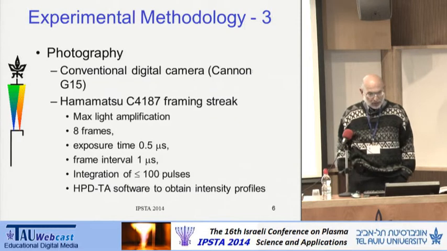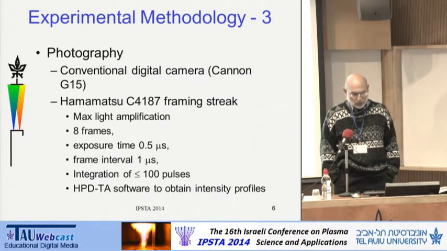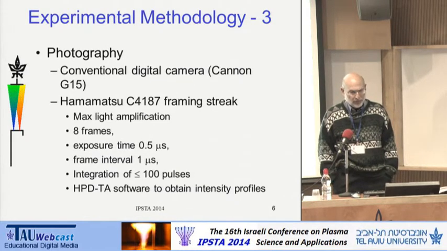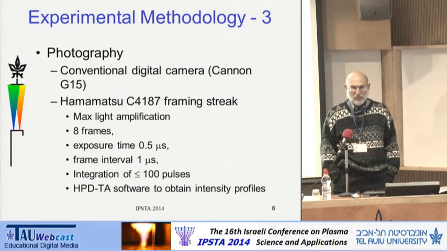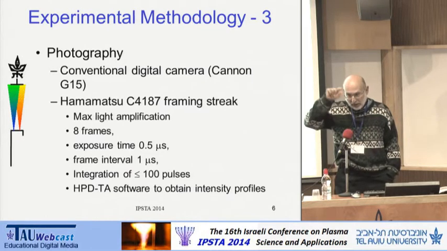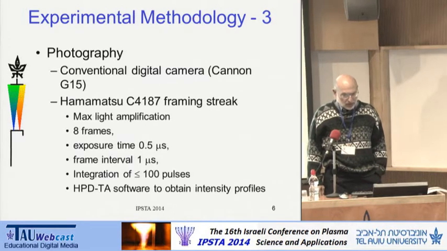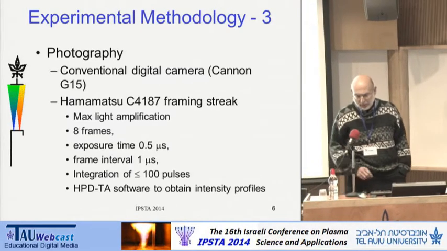This camera would produce 8 frames with a framing interval of 1 microsecond and an exposure time of half a microsecond. And in order to get a strong enough image, 100 pulses were integrated, but each frame would look at the same segment of time. And then we used Hamamatsu software in order to obtain intensity profiles.